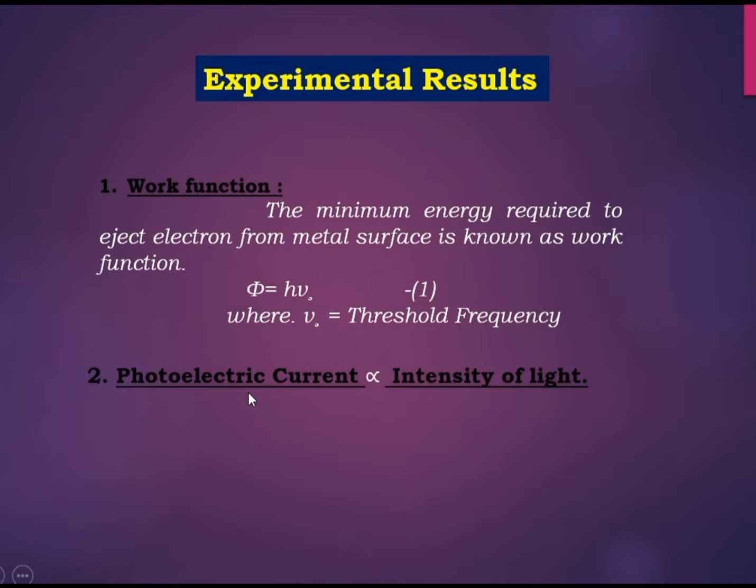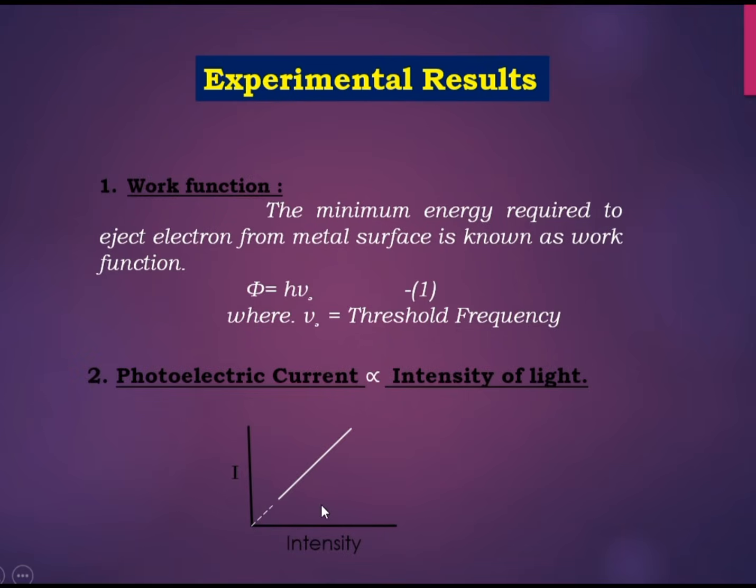So in this way, photoelectric current and the intensity of light which is incident on that metal surface are directly proportional. Okay, so this is photoelectric current, this is intensity, and they are directly proportional. Now what does this dotted line mean?